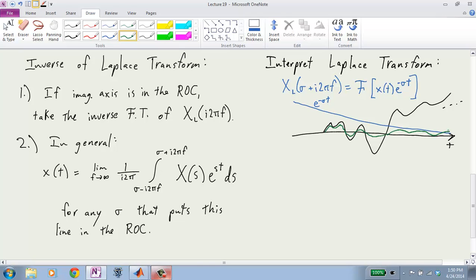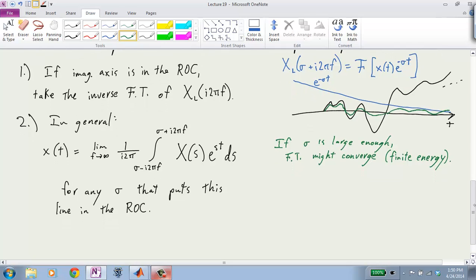I mean, that's the way you might think of it. So we have here, as we see, if sigma is large enough, the Fourier transform might converge. Which would mean finite energy, right? Well, they may not exactly mean the same thing, but they're close to meaning the same thing. And for our purposes, we only want to use the Fourier transform on finite energy signals. Okay.